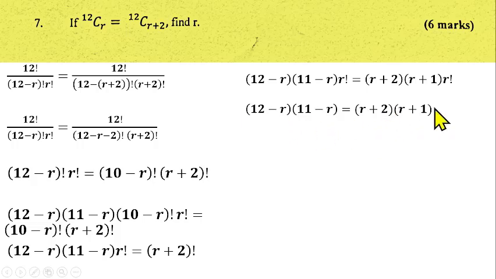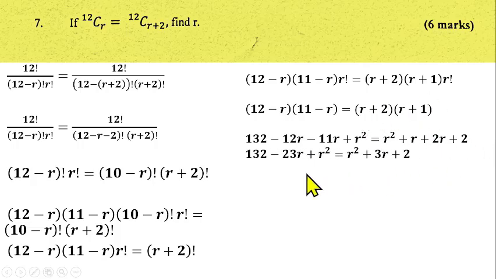Now you can expand the two brackets. This multiplied by this, so you have 132, 12 times minus r gives us minus 12r, minus r times 11 gives us minus 11r, minus r times minus r will give us r square. Expand this as well, you have this. Collect like terms, you have 132 minus 23r plus r squared equals r squared plus 3r plus 2. Then take everything. Of course r square will take care of r square, so you'll be having 132 minus 23r equals 3r plus 2.